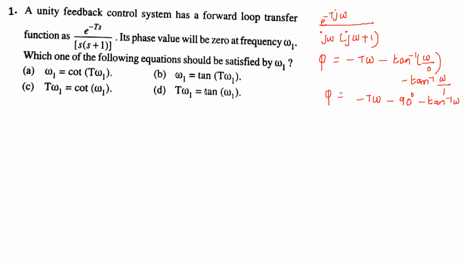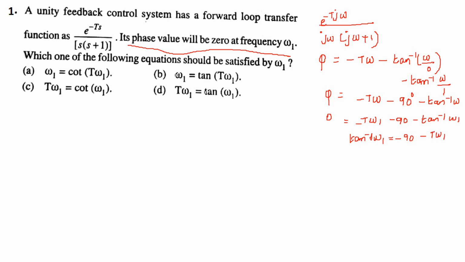In this problem, what is given? Phase value will be 0 at frequency omega 1. So phi is equal to 0 at frequency omega 1. So minus 90 minus tan inverse omega 1. So from this equation, what is tan inverse omega 1? That is, tan inverse omega 1 is minus 90 minus t omega 1.